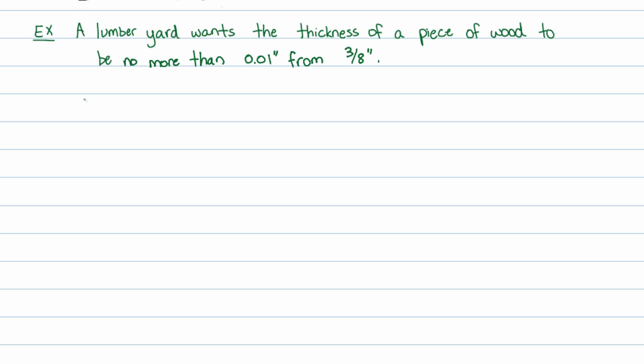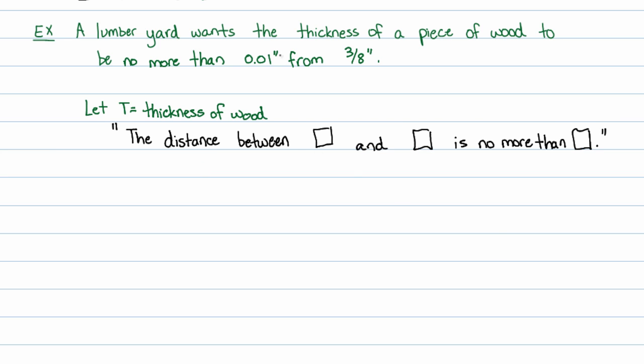So let's go ahead and label some variables here. We'll let T equal the thickness of the wood, and we want this thickness to be no more than 1/100th of an inch from 3/8 of an inch. In other words, the distance between blank and blank is no more than blank. Well, no more than blank, we know no more than 1/100th of an inch. So I'll put the 0.01 inches. That does say 0.01 inches. I just couldn't fit it in there. And then the other two things we have are the letter T and 3/8 of an inch.